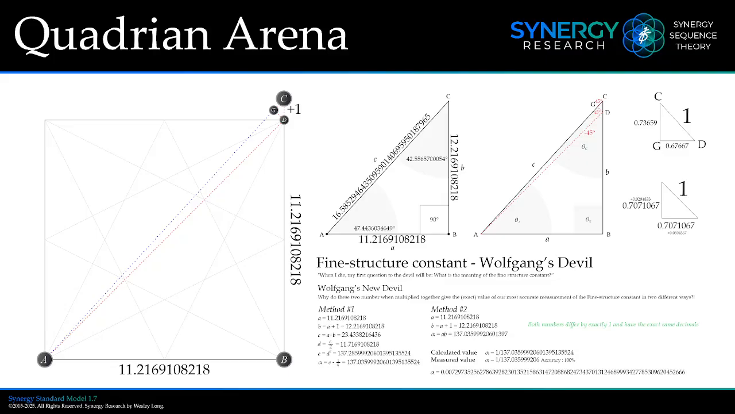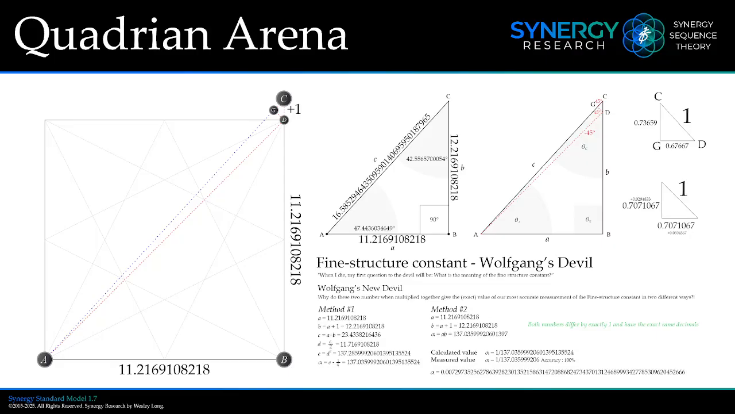Method 2. Take A equals 11.21691018. Let B equals A plus 1 equals 12.21691018. Now compute. Alpha is AB minus 137 equals 137.0359990615 through 1524, and once again, exact match.